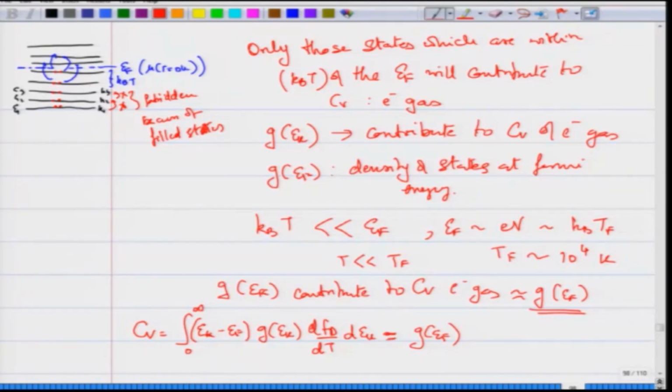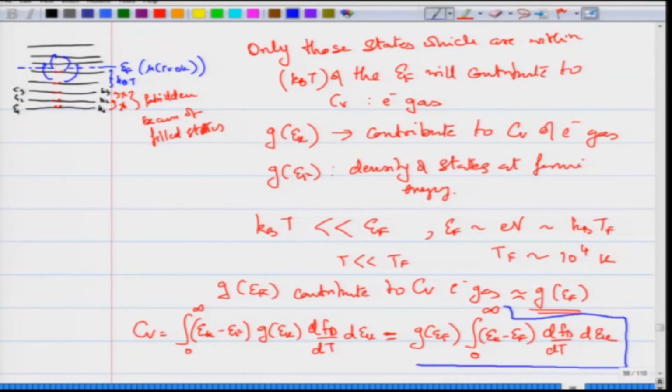But as you know, because the temperatures are far smaller than the Fermi temperature, the density of states which really contribute to the specific heat are the ones very close to the Fermi energy. The states far away from the Fermi energy do not contribute, so their density of states will have no contribution to this process. So, we can replace the density of states entering the discussion of specific heat by approximately the density of states at the Fermi energy, times the integral from 0 to infinity of Ek minus Ef, dF by dT, dEk. This is a very important expression which will help us to calculate the specific heat of the electron gas.